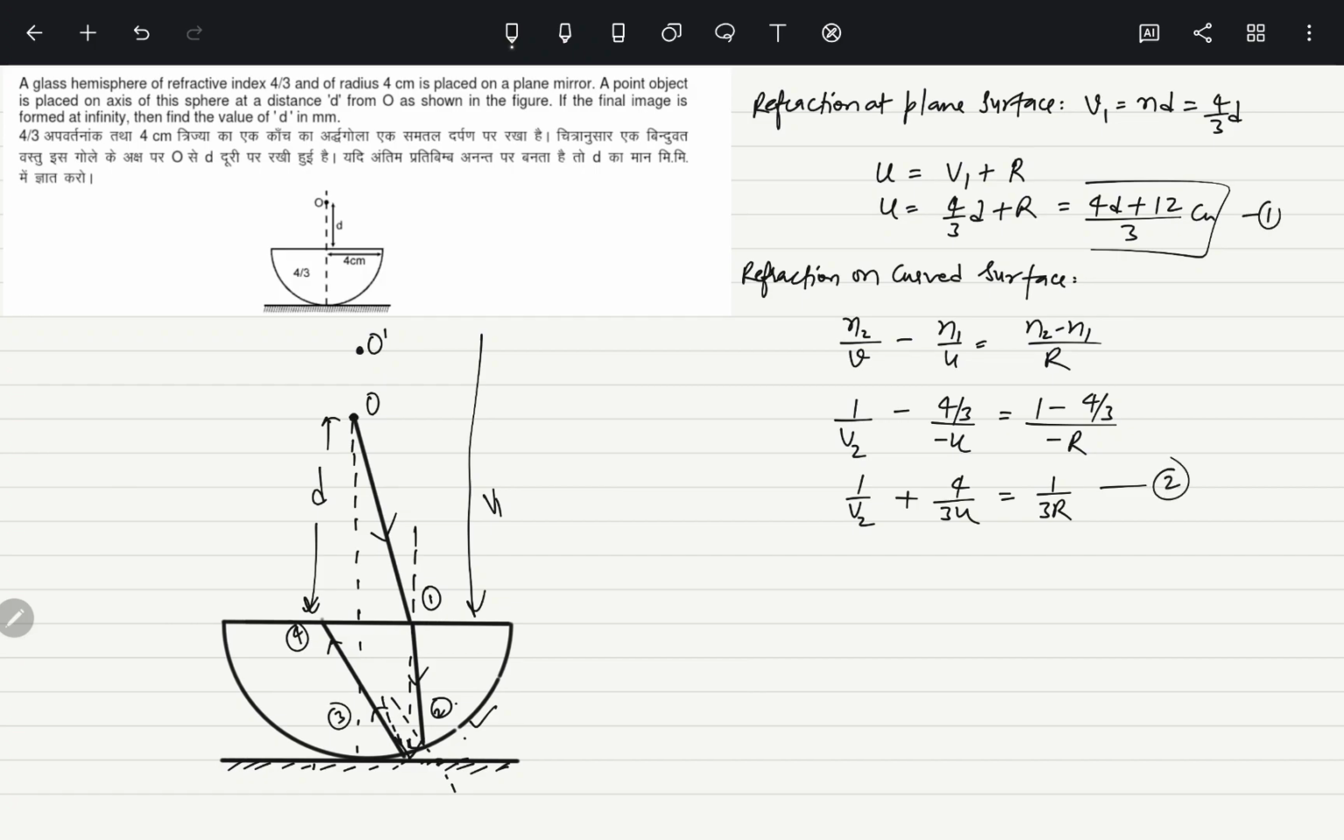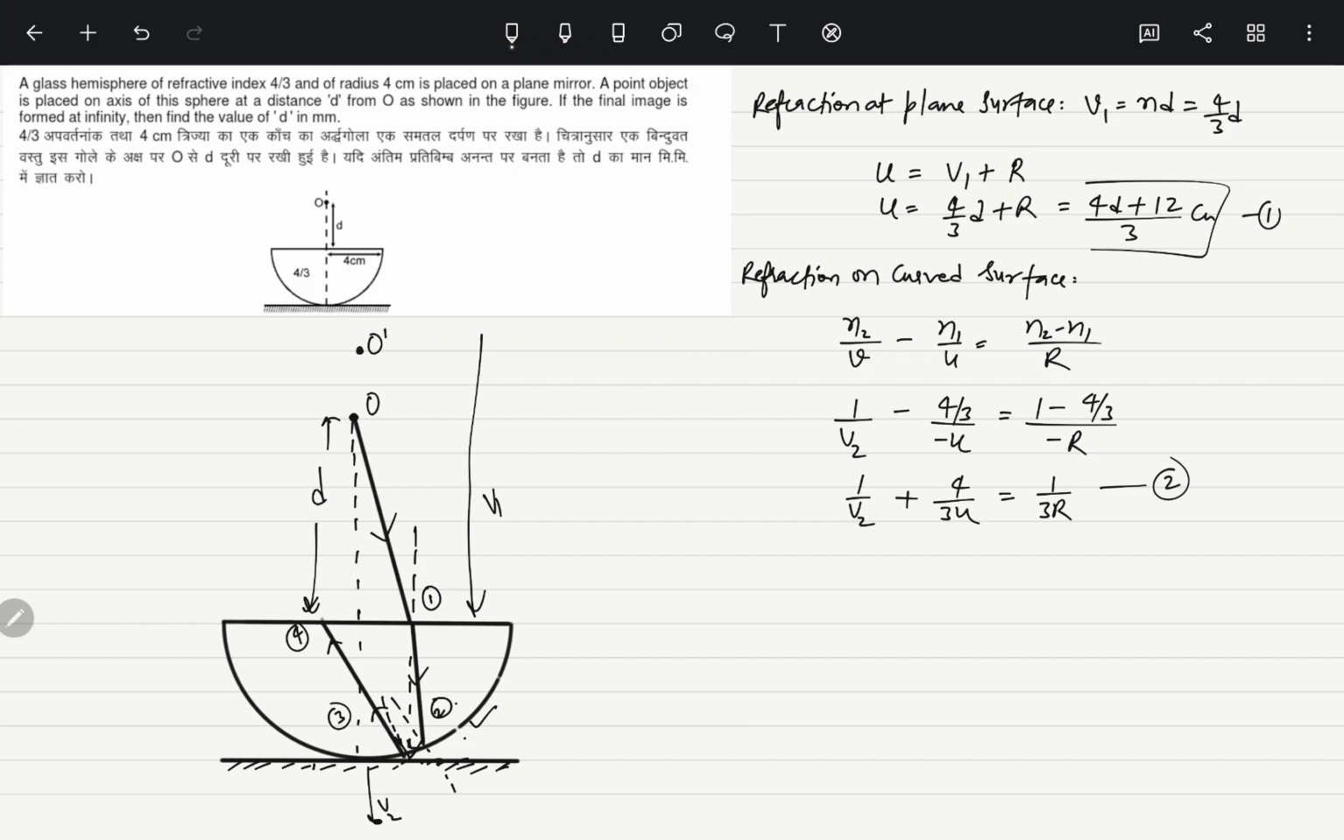Let's say this is equation 1. So we got v2, the image from this curved surface. Now after this refraction on the curved surface, the ray will hit the plane mirror. So whatever v2 is coming here will be obviously above the plane mirror. So the image will be formed at the same distance from the plane mirror, because the plane mirror and the curved surface are both at the same position. So the image from the plane mirror will be formed at v2 distance.